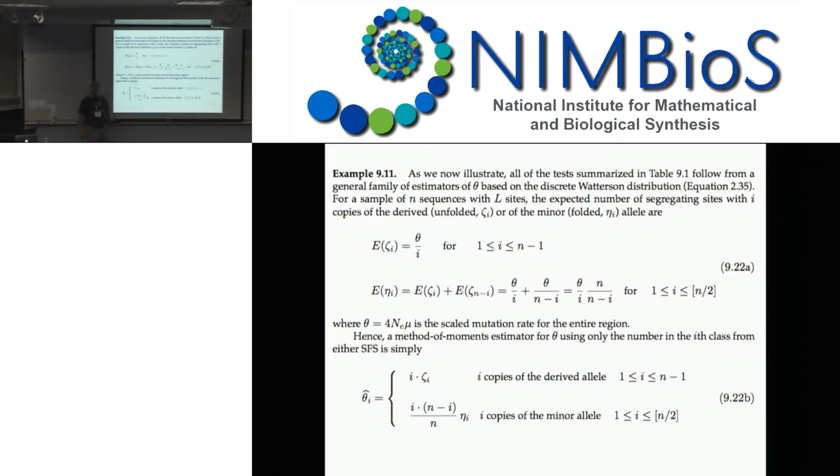So each individual class, singletons, 2 copies, 3 copies, 4 copies, each individual class can be used to give you an estimate of theta. Suppose I want to estimate theta based upon sites that have 5 derived alleles. Well, the estimate of theta is 5 times the fraction of sites with 5 derived alleles. My estimate of theta for sites with 5 minor alleles is 5 times n minus 5 divided by n times the number of sites with 5 minor alleles. So basically, each category in the site frequency spectrum, either folded or unfolded, can be used to estimate theta. And the various tests I've talked about just weigh these categories differently.